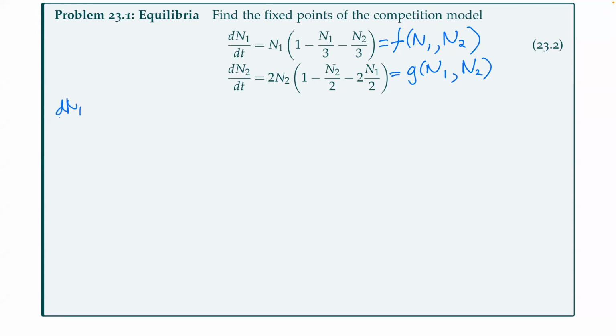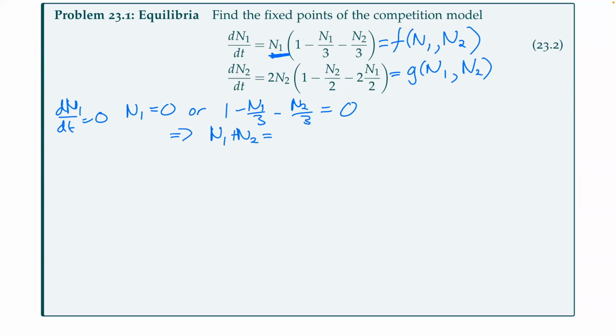So let's set dN1/dt equal to 0. What does that tell me? Well, for this to be equal to 0, either N1 has to equal 0 because of this term here, or the bit in the brackets has to equal 0. So we need 1 minus N1 over 3 minus N2 over 3 to equal 0. So we can rearrange that now into N1 plus N2 is equal to 3.